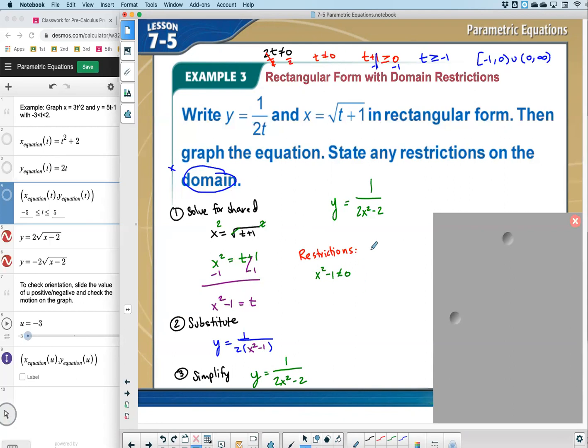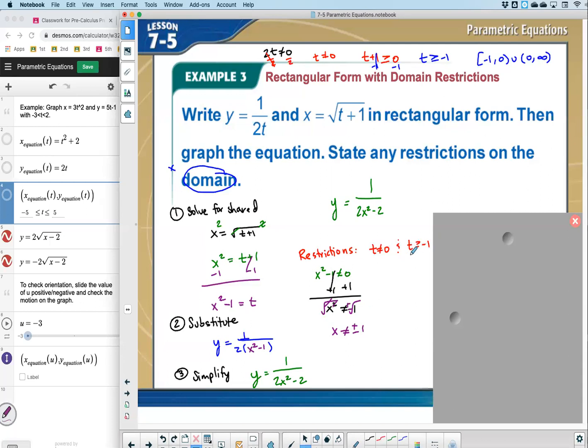So the restrictions we had before are that t cannot equal 0 and t has got to be greater than or equal to -1. And I'm just substituting here. And so if I add 1 to both sides, we find out that x squared cannot equal 1, and then you would take a square root. And you need to add the plus or minus here. And so we'd find out x cannot equal positive or negative 1.